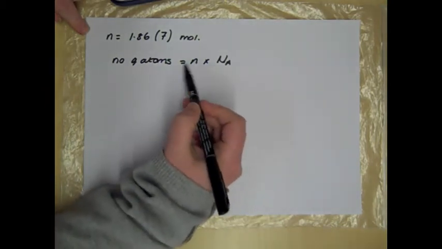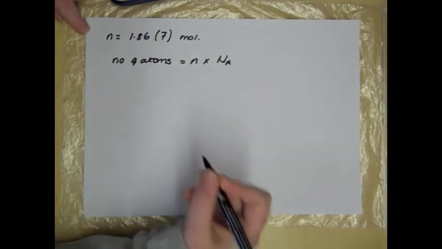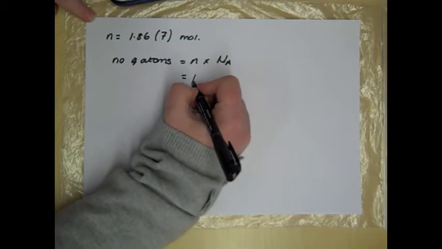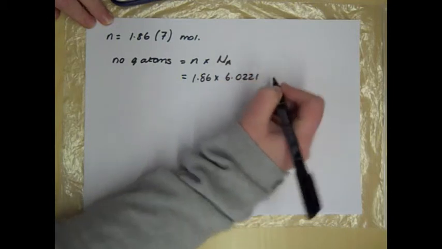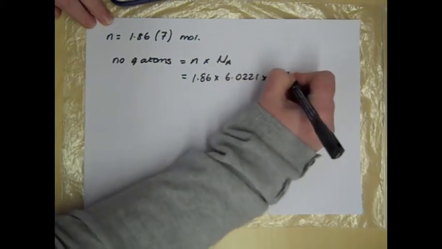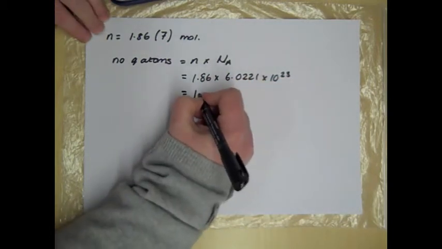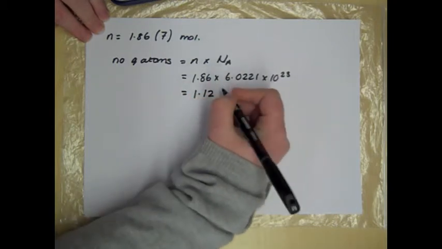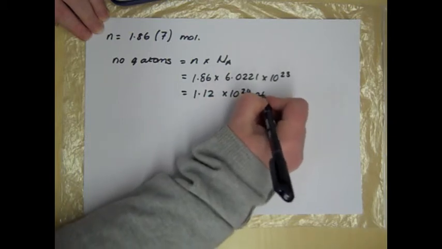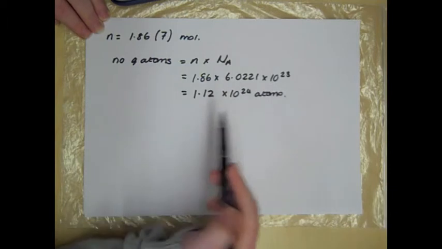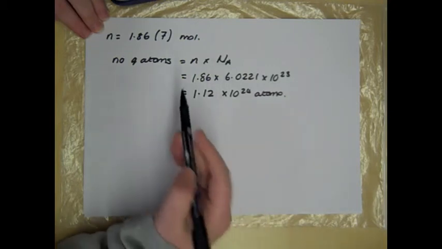So my uncertainty here is just going to play directly into this one. This doesn't have an uncertainty, so it adds 0 to the term effectively. So this is equal to 1.86 multiplied by 6.0221 times 10 to the 23. So here my number of atoms is 1.12 times 10 to the 24 atoms. Just a small note here, all the way through I've been thinking about this in terms of 3 significant figures in, 3 significant figures out.